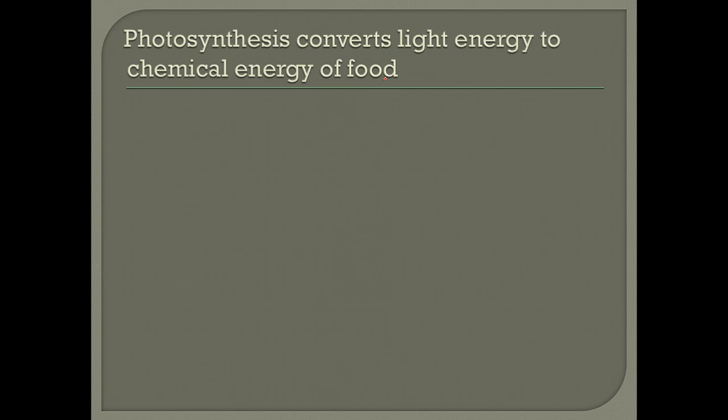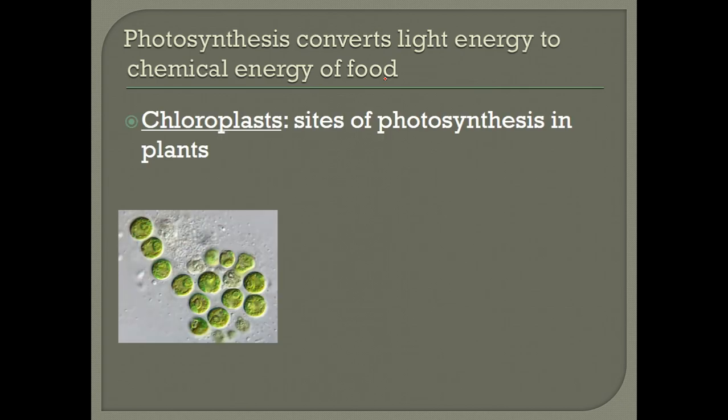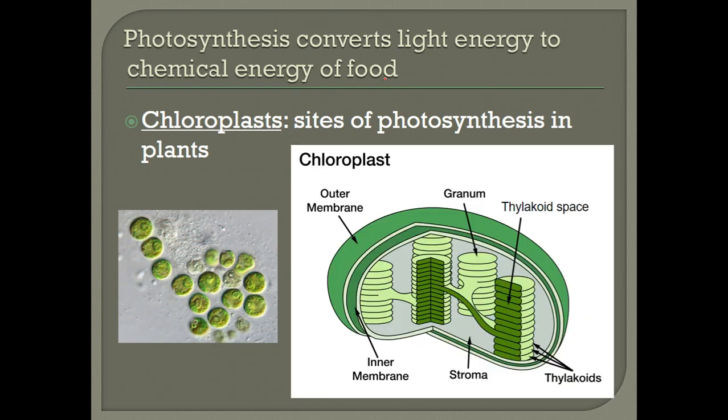All right, mental break. We got a new section here in your notes. So photosynthesis, overall, its purpose is to convert light energy into chemical energy of food. So chloroplasts, these are the sites inside of the cells that are the site of photosynthesis. Here we've got a look inside. These are some plant cells. And now we're looking at an actual chloroplast from inside the plant cells.